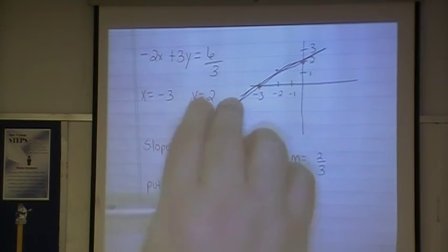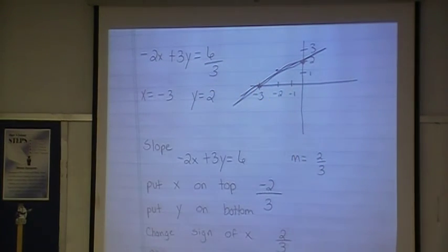So that is that line. That is the equation of that line. That line's going to look like that. Okay? So we're going to practice a couple of these. We're going to do a couple of these for an example.